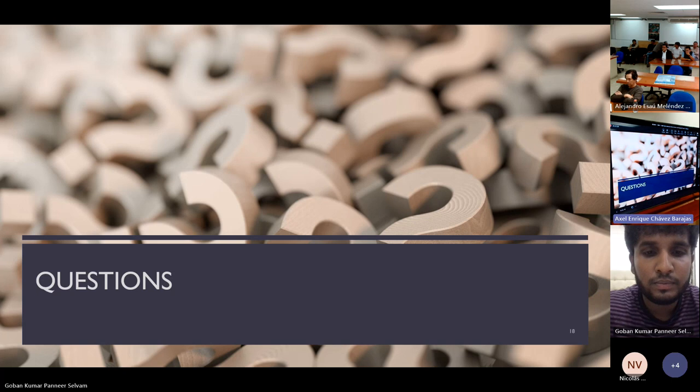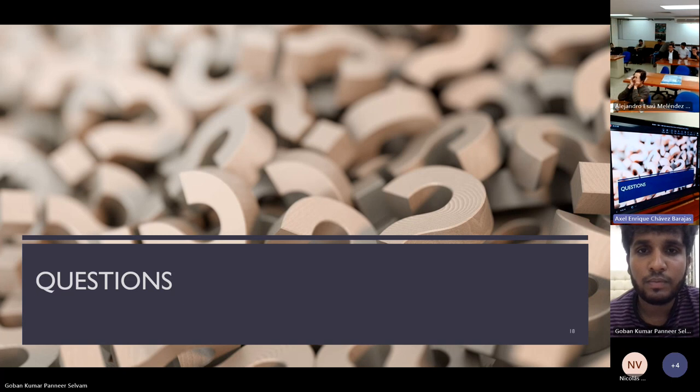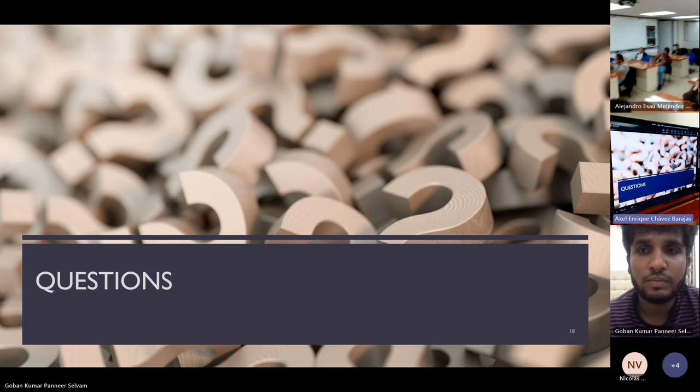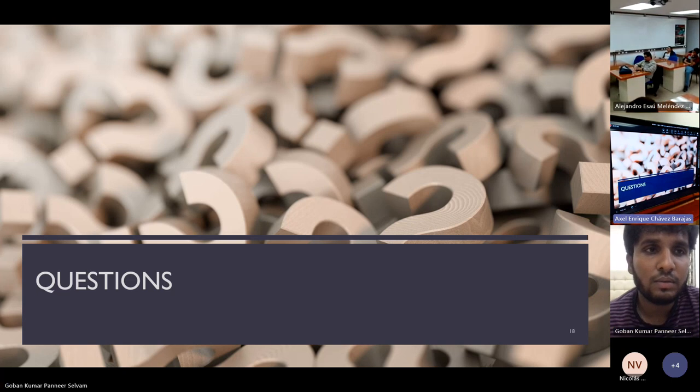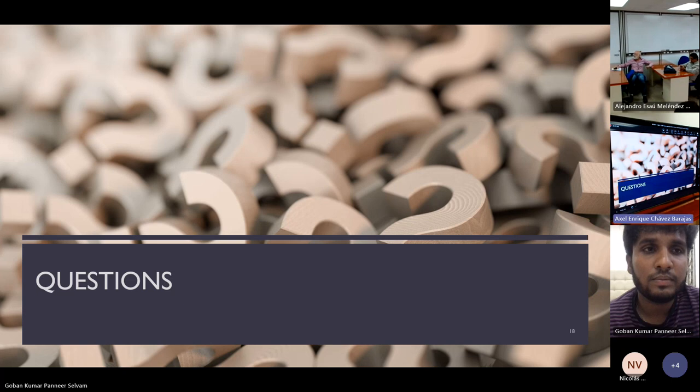Well, I have one question for you. You are doing the sensor for CO, carbon monoxide. How is the sensitivity to CO2? I mean, whenever you have carbon monoxide, you have carbon dioxide also. But how do you screen it?